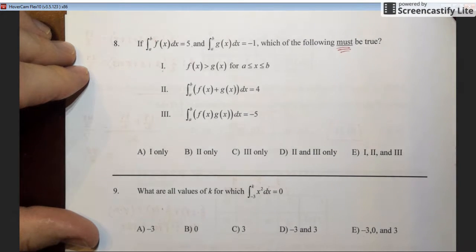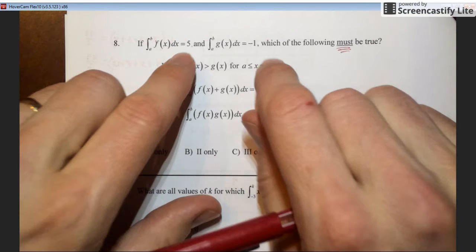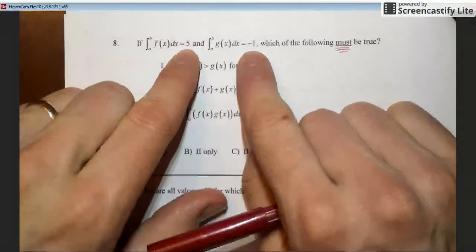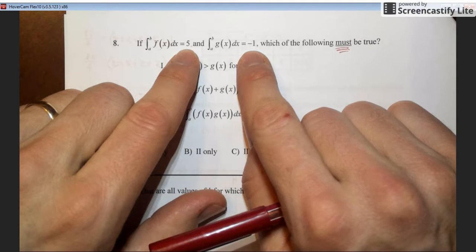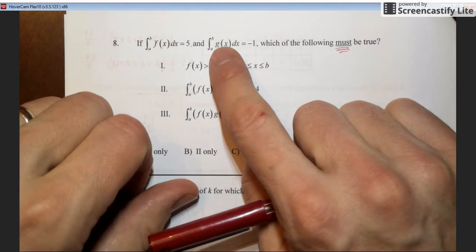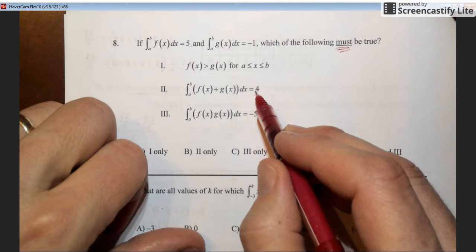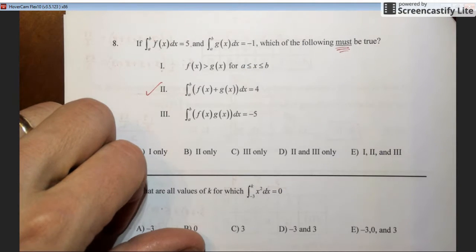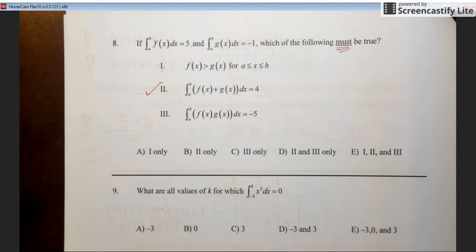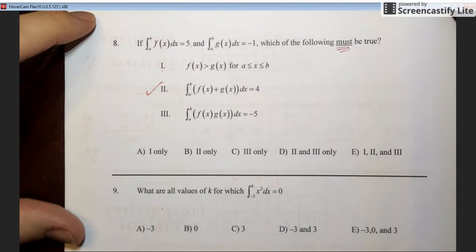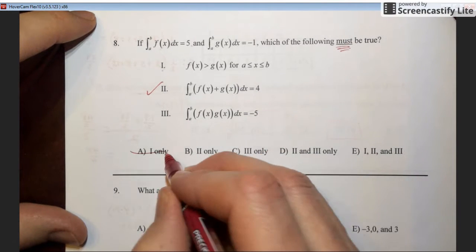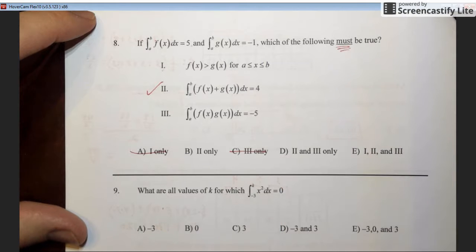Okay, so we have to go with our 5 properties that we know about. For starters, we know that we can, in fact, add these two. We can also subtract these two. So if f is 5 and g is -1, f plus g equals 4, that is definitely true, because we're allowed to add. All right, so that means that a is out and c is out.